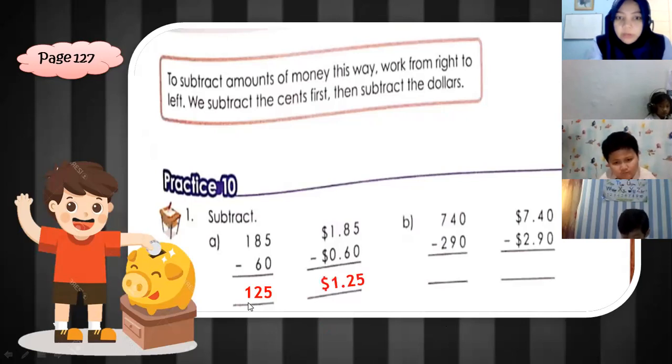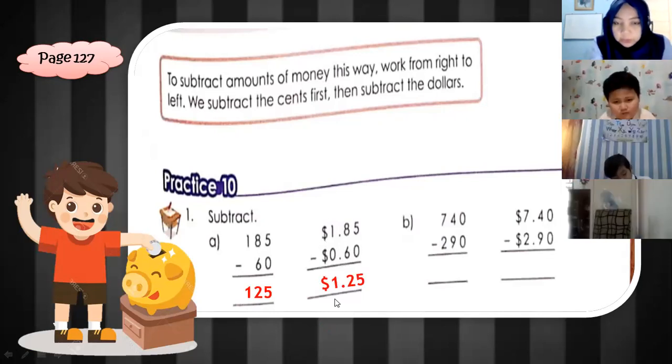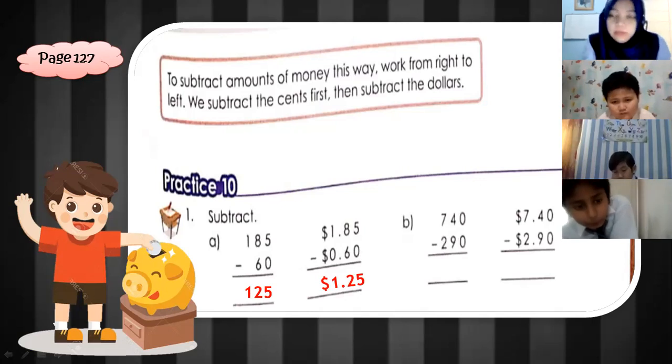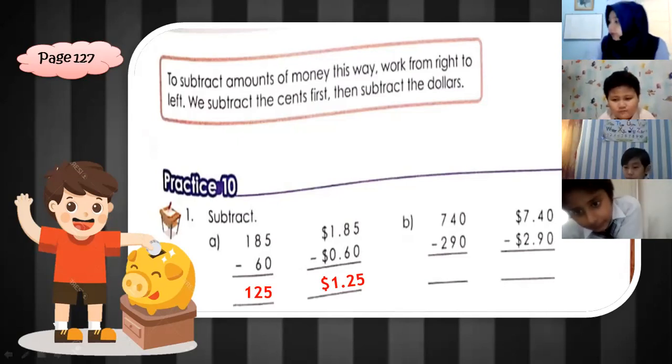$1.25. Okay. First, 125. Because there is no dollars. And the other side, because there is dollars, so you just need to put dots in the middle and put the dollar symbol. Okay, how many? $1.25. Okay, good.